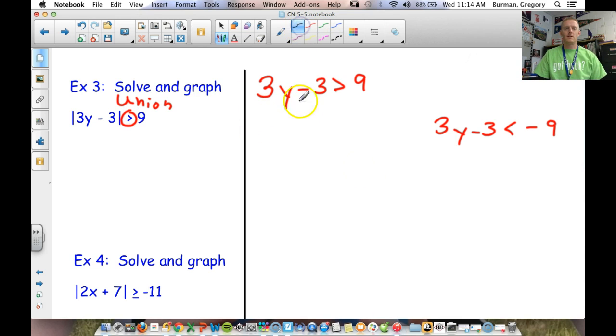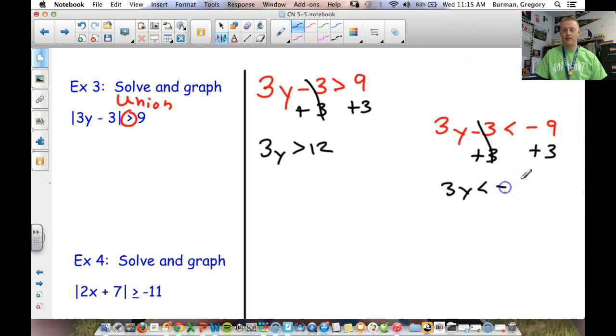So solve it. We're going to add 3, add 3, add 3, add 3. And we're doing this again because we want to get the y by itself. We're undoing the order of operations. 3y is greater than 12.